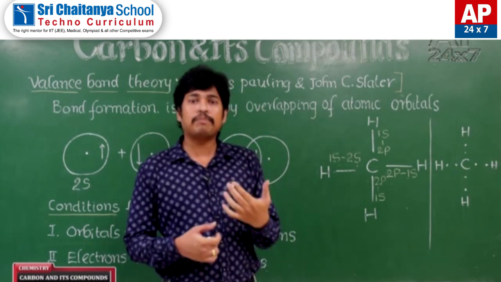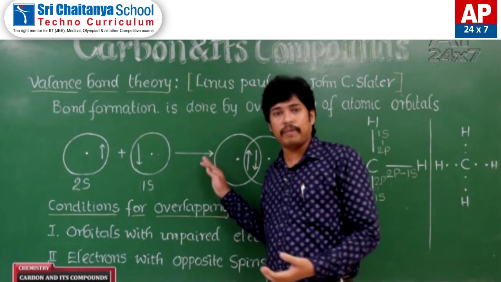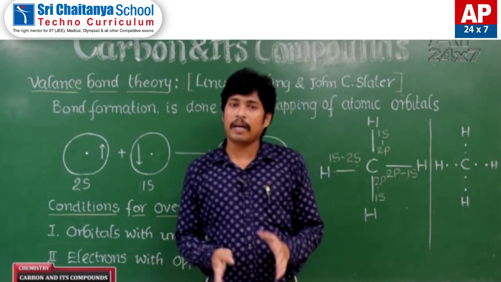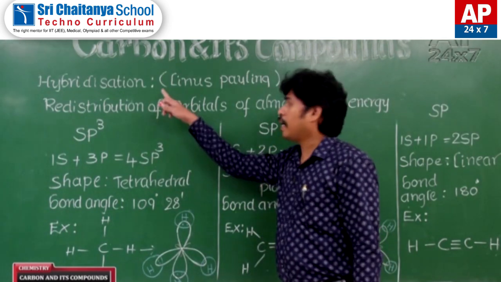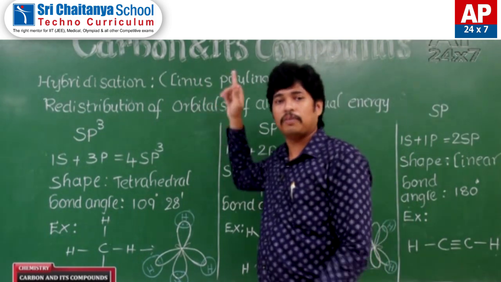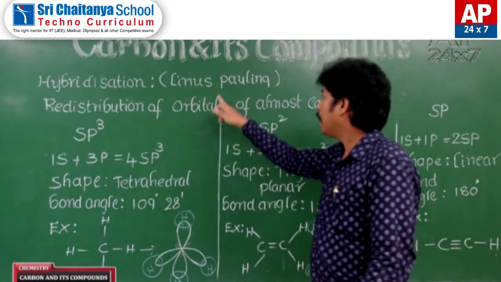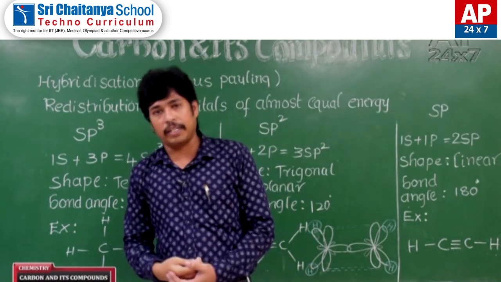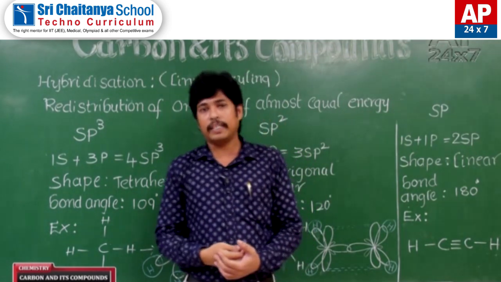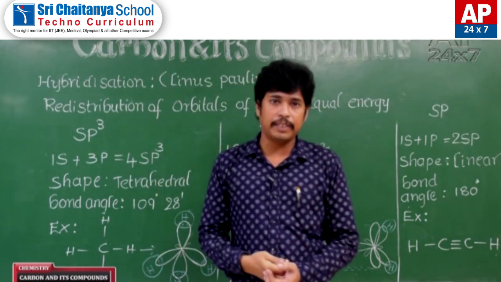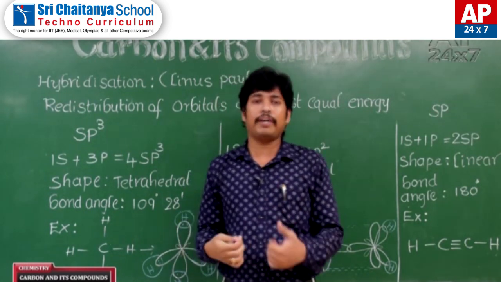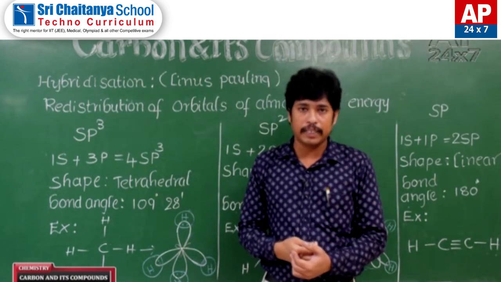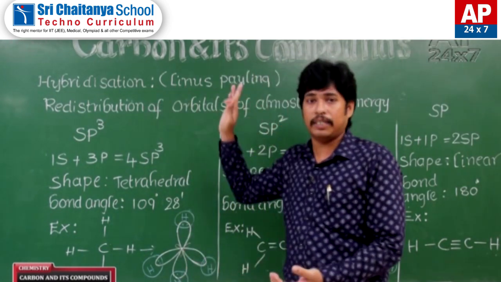In this way, as per valence bond theory, we can easily explain how covalent bond formation takes place by overlapping of atomic orbitals. The next concept is the hybridization process. This concept was also proposed by Linus Pauling. So, why do we have to study this hybridization concept? As per valence bond theory, we already know how chemical bond formation is possible, but why do we have to study the hybridization process? In order to overcome the drawbacks of valence bond theory, we have to know about the hybridization concept.